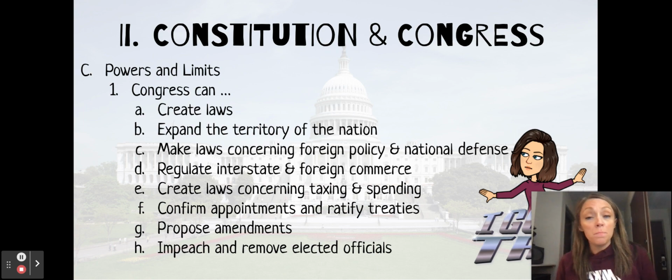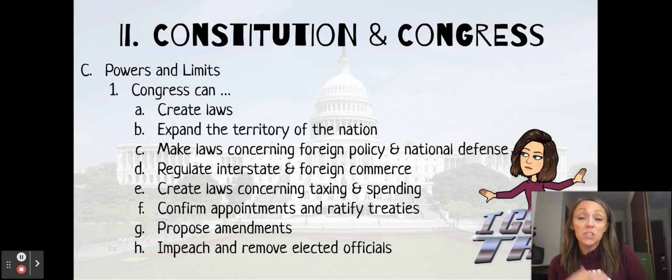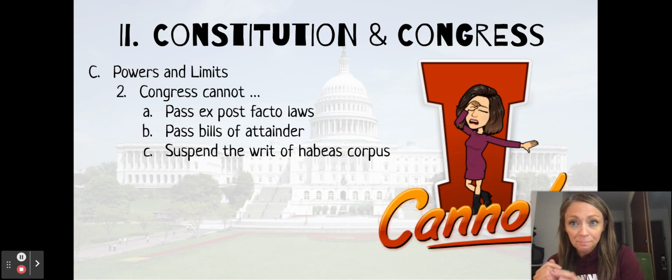They can also propose amendments, and we talked about that in our Constitution unit, that amendments are proposed with a 2/3 vote in each house. Please make sure you know that specific detail as well. And they can also impeach and remove elected officials. So we know that an impeachment does not mean that a person is removed from office. We've had 3 presidents be impeached. None of them have been removed from office. So please make sure that you put that in your notes as well.